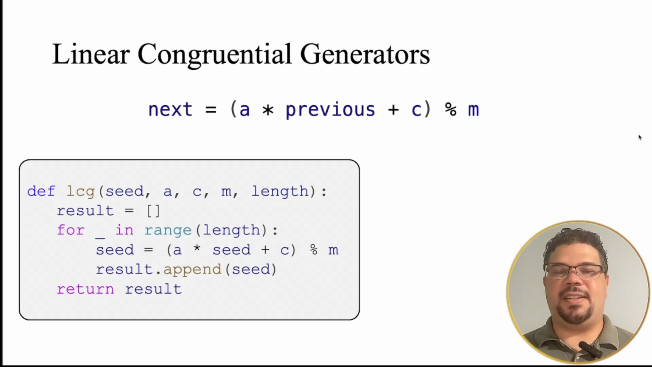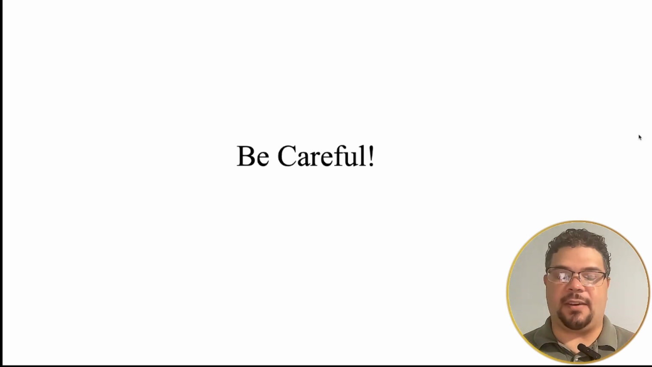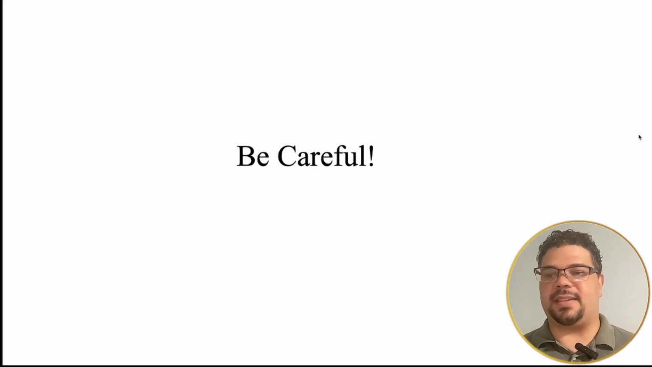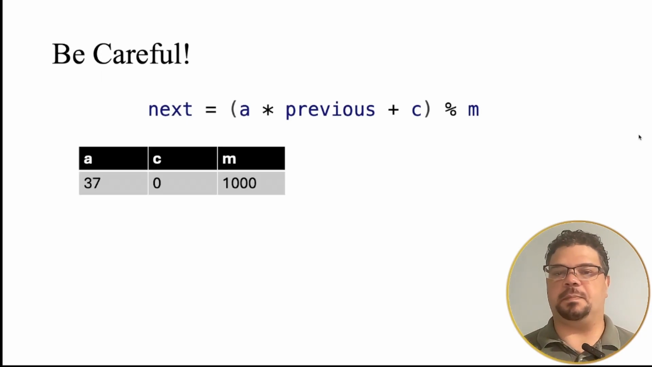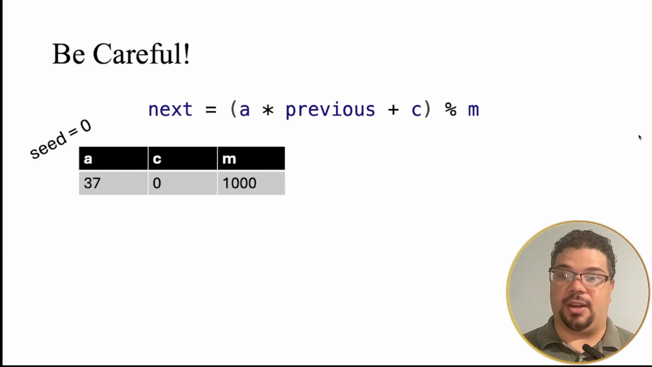As simple as LCG is, you still have to be careful. It's very easy to mess this up by not choosing the right values of a, c, or m. As an example, let's imagine we chose c of 0, so we're just going to multiply and mod and not add anything. What can go wrong here? Well, it depends on your seed. Imagine that the initial seed value was 0. What's going to happen? 0 times 37 is 0, mod 1,000 is 0, and we're stuck in the 0 cycle already.